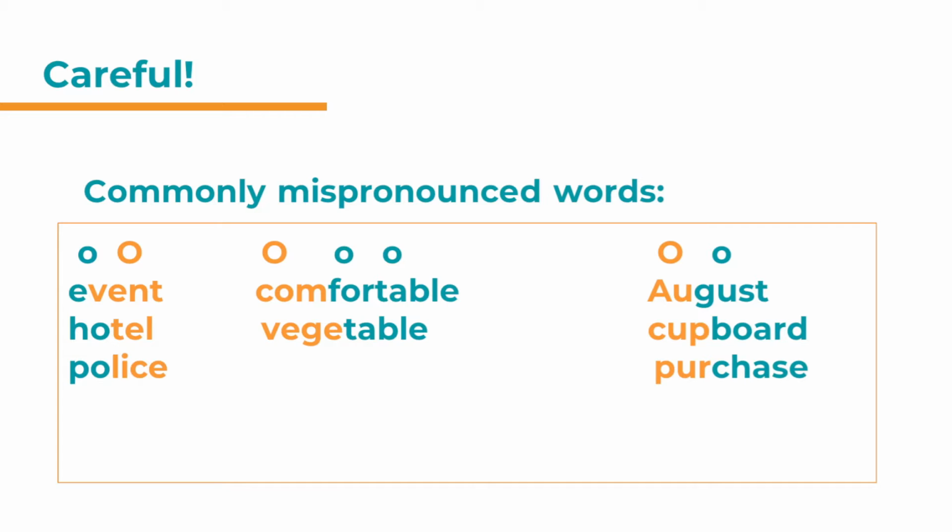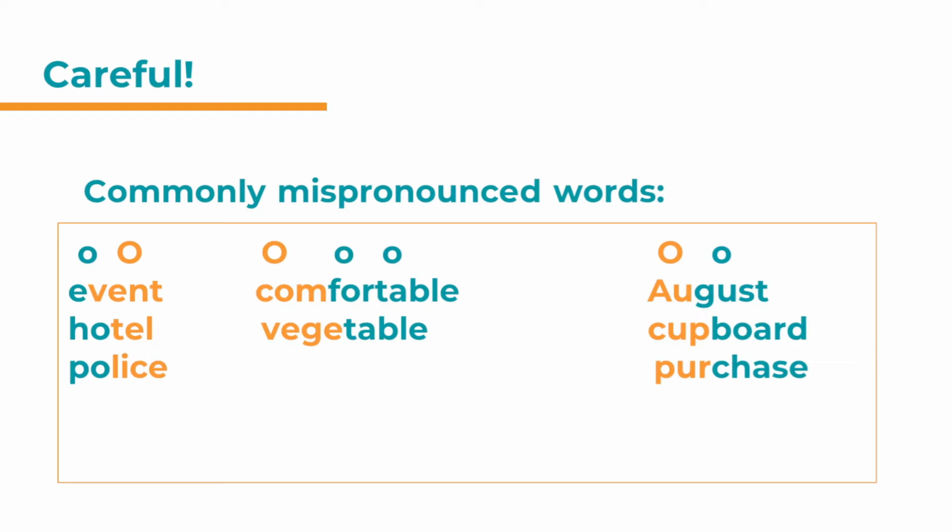Then we have 2 words that I often hear my students mispronounce, and I know it's probably because of the spelling. These 2 words have 3 syllables and they're stressed on the first syllable. Comfortable. It is not comfortable. I know the OR is not really pronounced. Comfortable. Vegetable. Again, the second E is not pronounced. Vegetable, not vegetable.